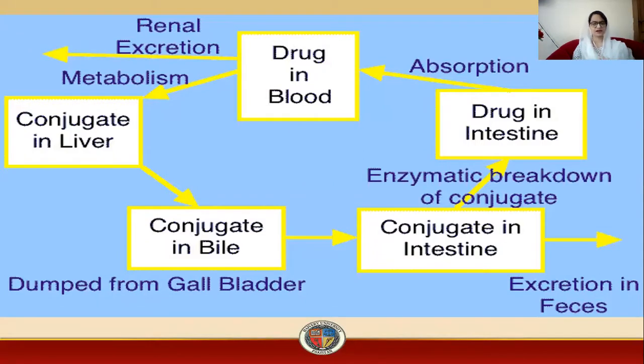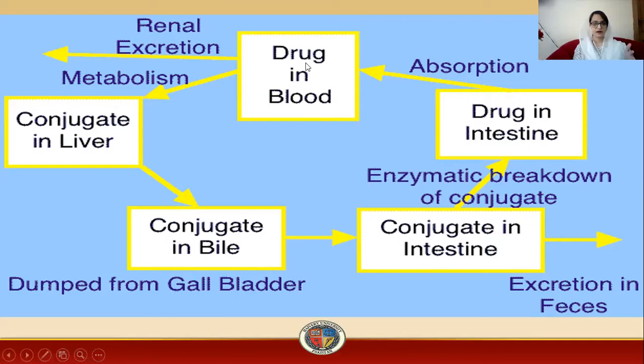So here a figure is shown, which represents how the drugs get eliminated, or are recirculated into the body. Drug in blood: first of all, the drug is absorbed and distributed into the blood, from where it is metabolized to conjugate in the liver, conjugate in the bile, then conjugate in the intestine, then drug in the intestine, and then it is again reabsorbed back into blood, through which it again goes into the liver and the cycle is repeated again and again.